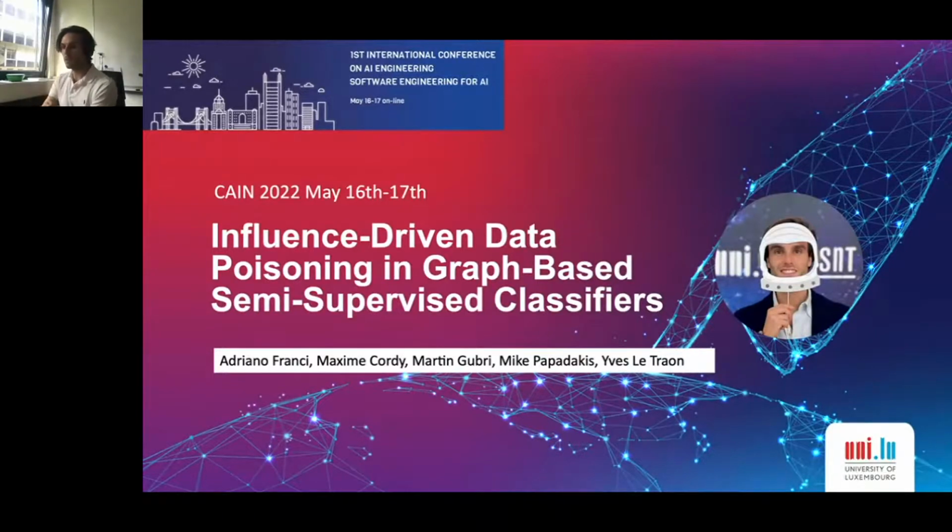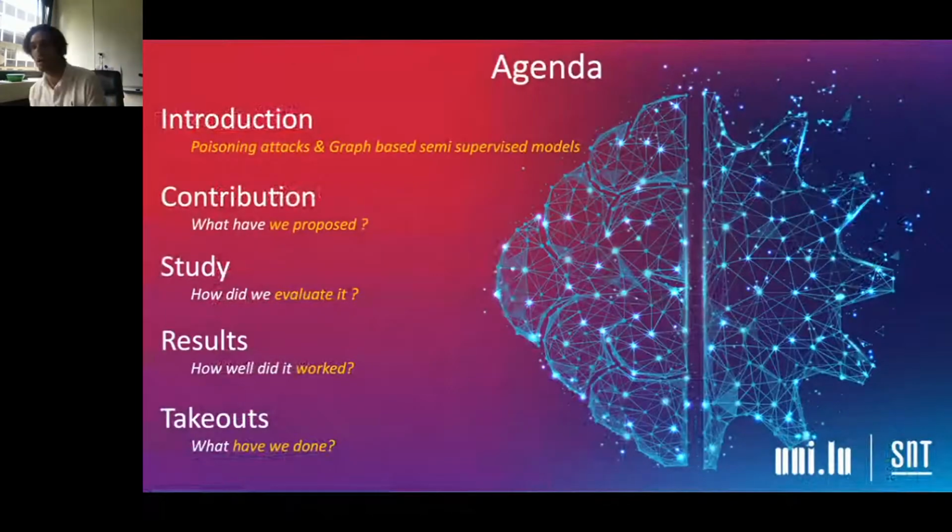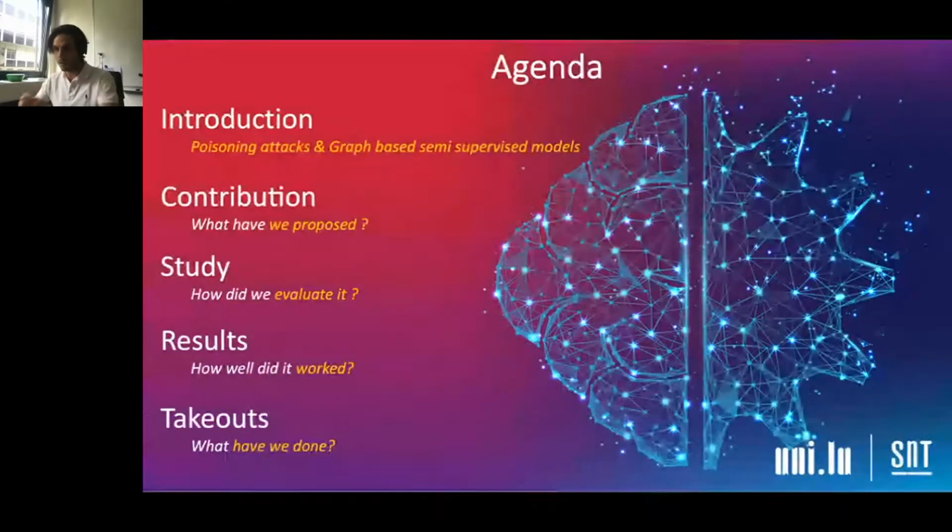Let me first go quickly through the agenda for today. We'll go through a quick introduction to some required knowledge for this paper, then the contribution, meaning what we proposed with my teammates, then the study, so how we evaluated it, the results, how well it worked, and some takeaways for you to drive the conversation afterwards.